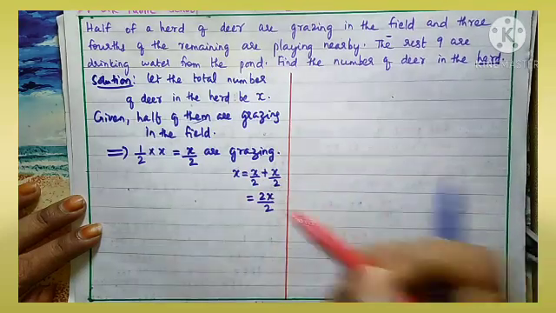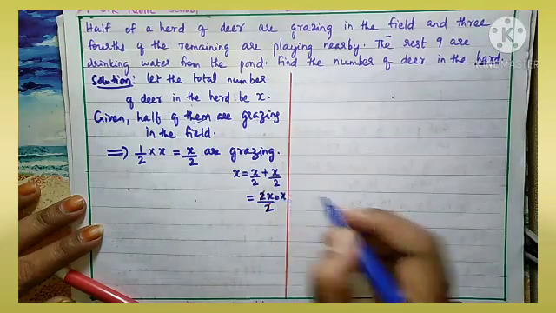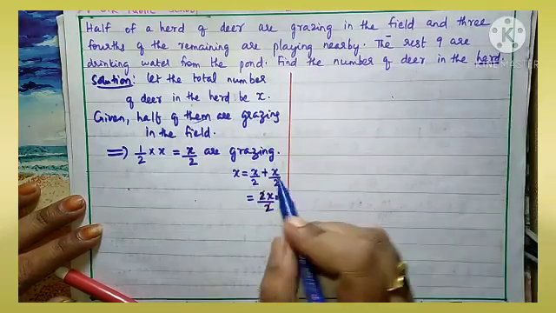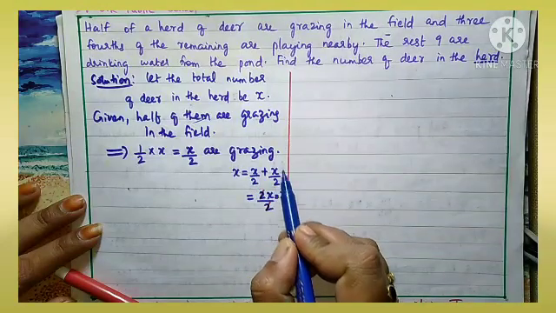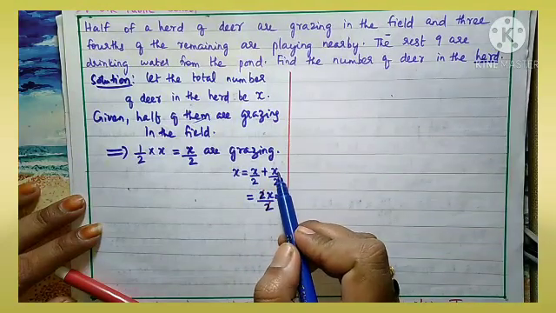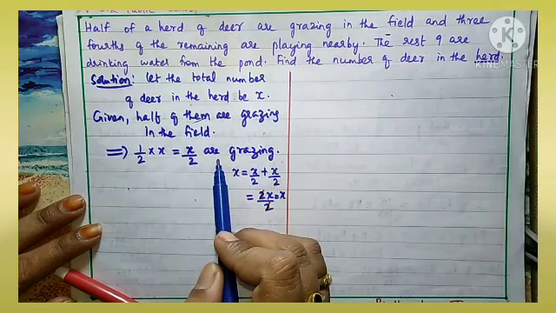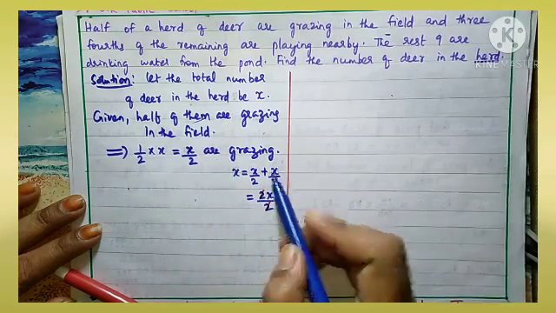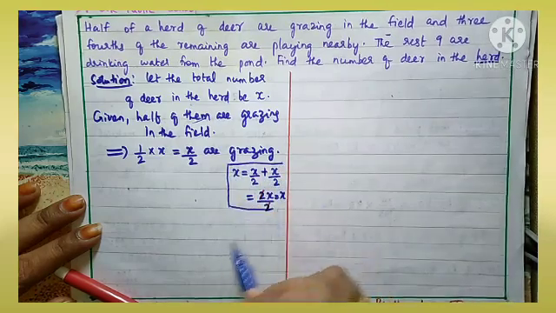And when you cancel this 2 and 2, what is it? It is equal to again x. Understood? So half is x by 2, which means the remaining half is also x by 2. Okay, half of x is x by 2, so the remaining half is also x by 2. So all of you understand this idea.